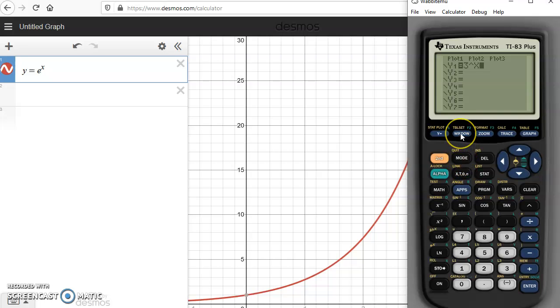Before I draw the graph, I'll show you what the graph window looks like. Again, remember, if you want to adjust that, it's right here. Hit that window button, and you can see the range basically looks the same as I had it set up inside Desmos. So my graph looks like that right there. I could do the same thing if I go back and put in 5 times 3 to the x.